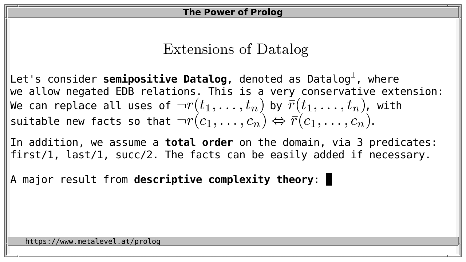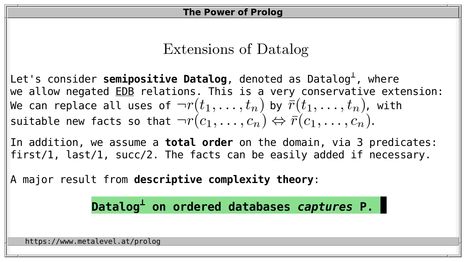And with these 2 small extensions of Datalog, we get a quite remarkable result from descriptive complexity theory, namely semi-positive Datalog on ordered databases captures P. This means that Datalog with these 2 extensions lets us evaluate precisely those database queries that are evaluable in polynomial time. So for every polytime question we have about any database, we can write a fixed Datalog program that answers this question for any given database.